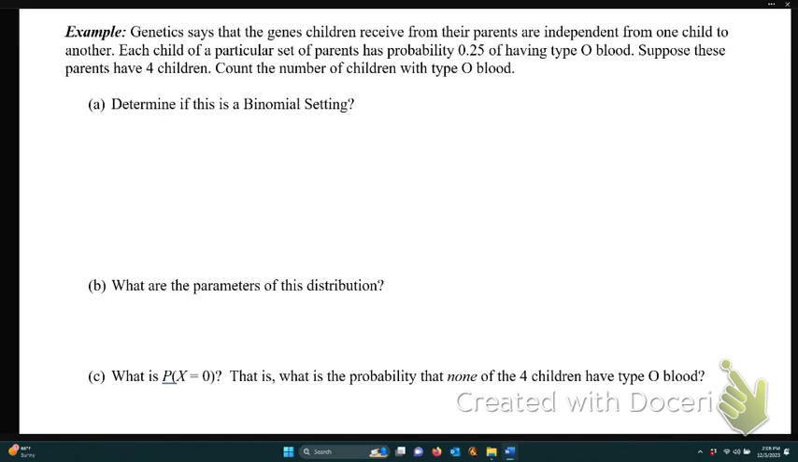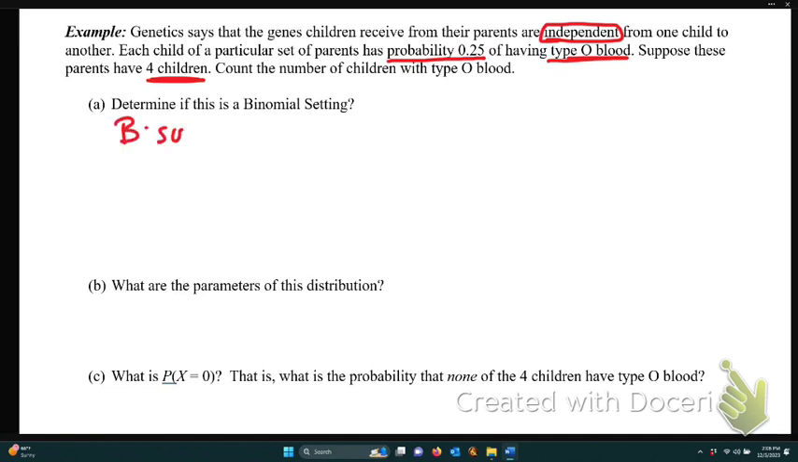All right, genetics. Let's talk about genetics. Genetics says that the genes children receive from their parents are independent, clue, from one child to another. Each child of a particular set of parents has a probability of 0.25 of having type O blood. Suppose these parents have 4 children. We are going to count the number of children with type O blood. Is this binomial? How do we check?